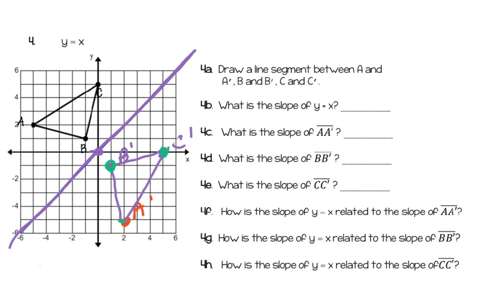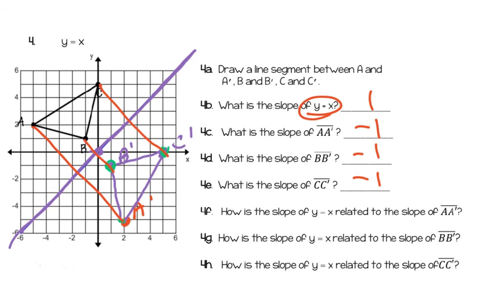Okay, we're going to answer some questions over here, and this is just to re-emphasize the things that we've just talked about. So drawing a line segment between A and A prime, B and B prime, C and C prime. What is the slope of our original line? We've already said that that was 1. What is the slope of A to A prime? We already followed the path of -1. B to B prime, -1. C to C prime, -1. And I know that without having to count it again because that's the pathway I followed.